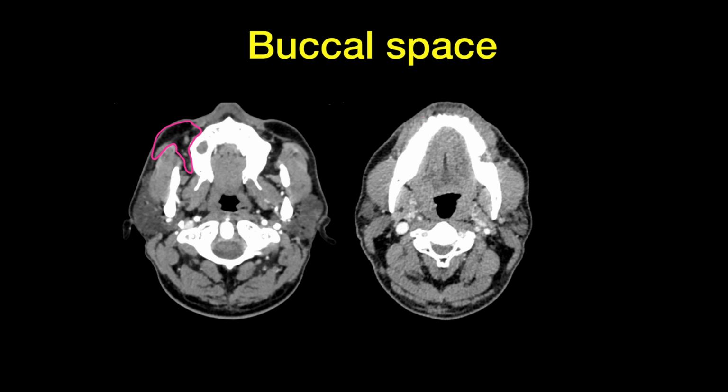Moving on to the buccal space. The buccal space is the space which forms the cheek of the patient. So the major content is fat, a fat containing space forming the cheek of the patient.